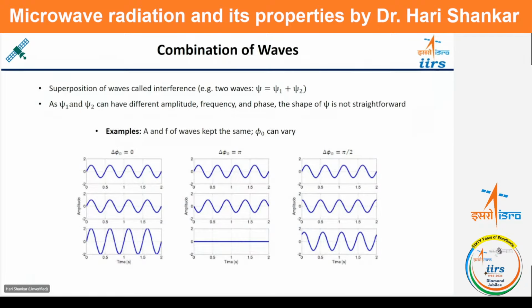Now this is the combination of waves. When we are able to combine two signals, only then can we apply interferometry. Here you can see this is one signal, a sinusoidal signal, and this is another signal, again sinusoidal. If we superimpose them, meaning combine both of them, and the phase difference between these two signals is 0, it means both signals are behaving in the same manner.